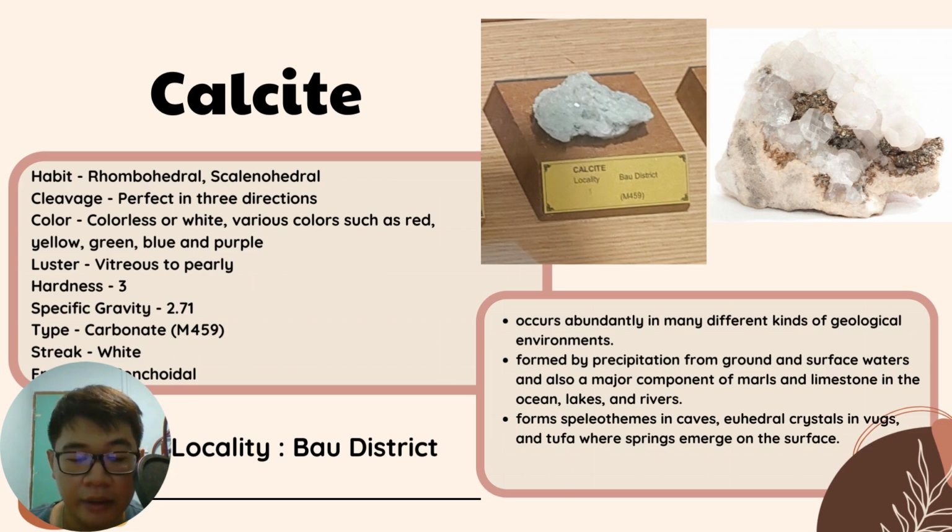Calcite is a mineral that occurs abundantly in many different kinds of geological environments. It is formed by precipitation from ground and surface water and is also a major component of marls and limestone in the oceans, lakes, and rivers. It also forms speleothems in caves, euhedral crystals in veins, and tufa where springs emerge on the surface.